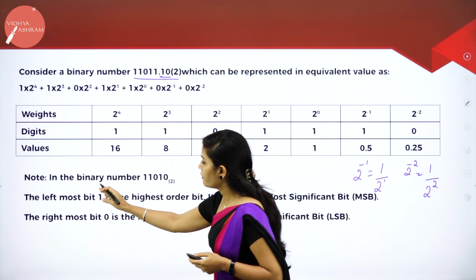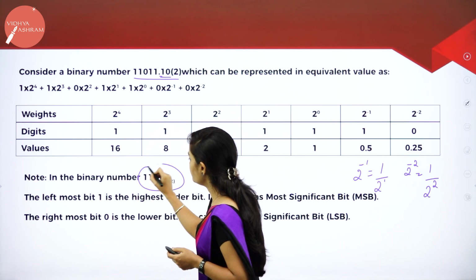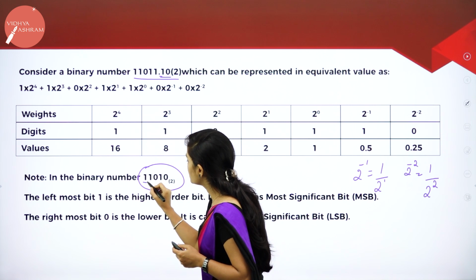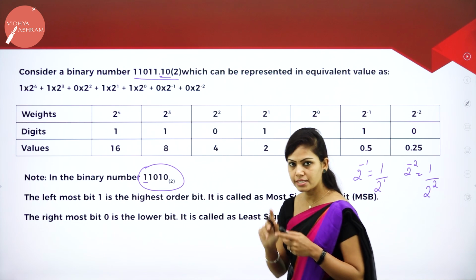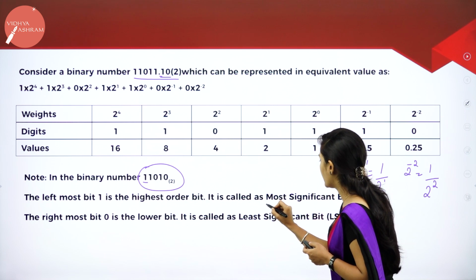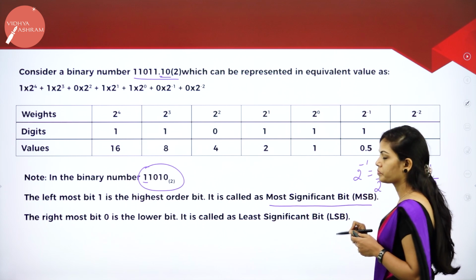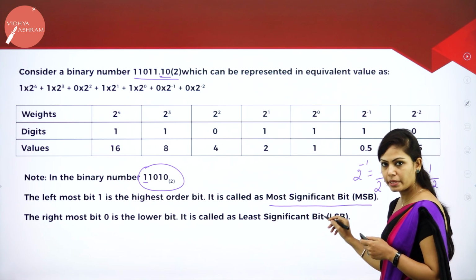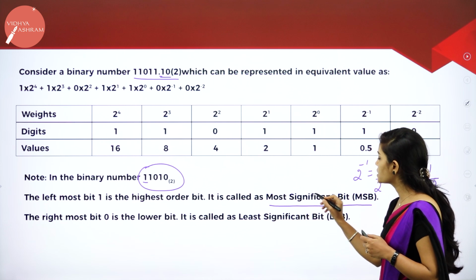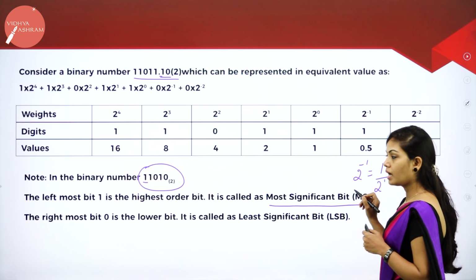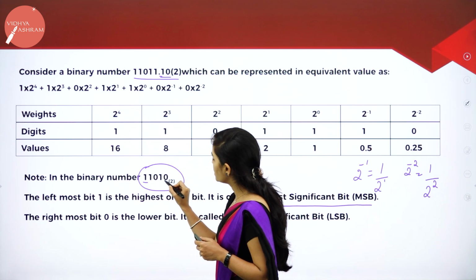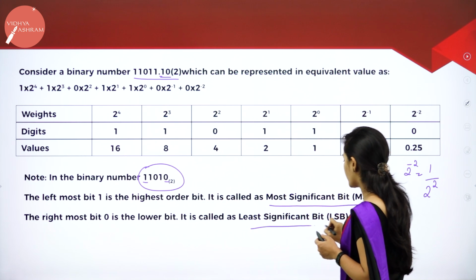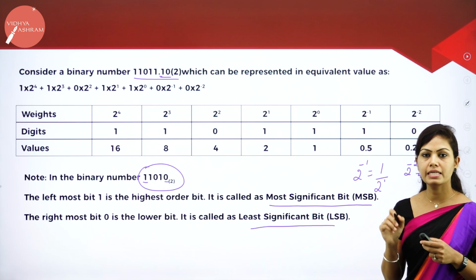And I will consider one binary number, 11010. Here the leftmost digit 1 is the highest order bit, called the MSB. Leftmost digit 1 is called the MSB. MSB stands for most significant bit. And the rightmost digit 0 is called the least significant bit, that is LSB.